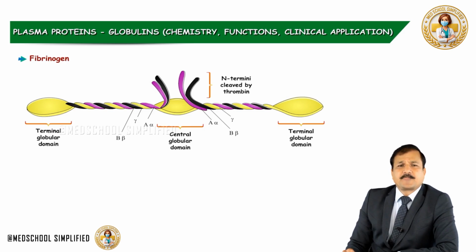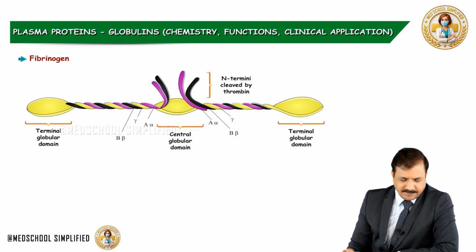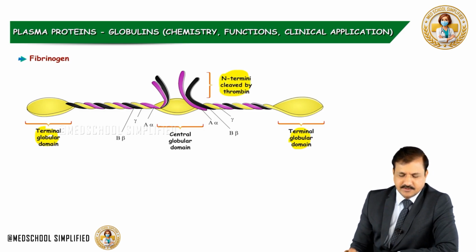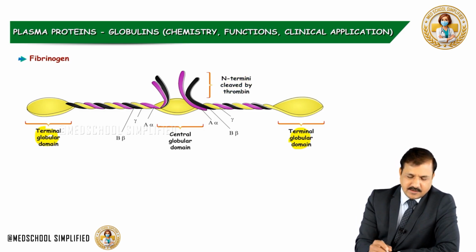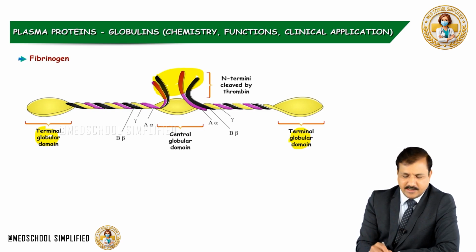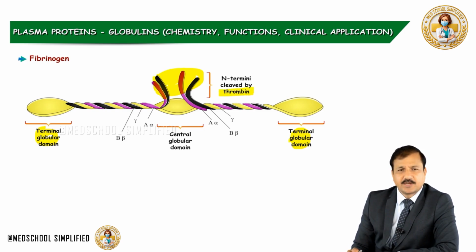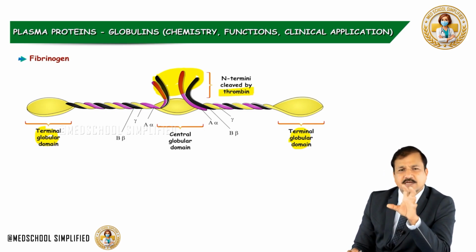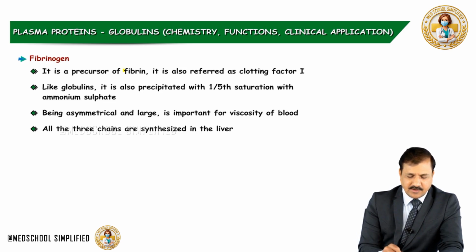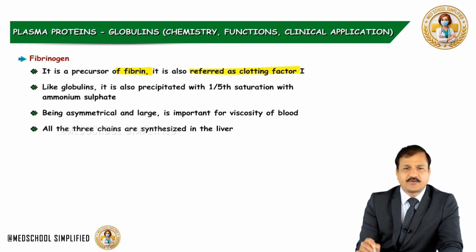Coming to fibrinogen. The structure of fibrinogen is given here. It has two terminal globular domains and a central globular domain, and the central domain is cleaved by thrombin, thereby fibrinogen is activated into fibrin. So fibrinogen is a precursor of fibrin. It is also referred to as clotting factor number 1.